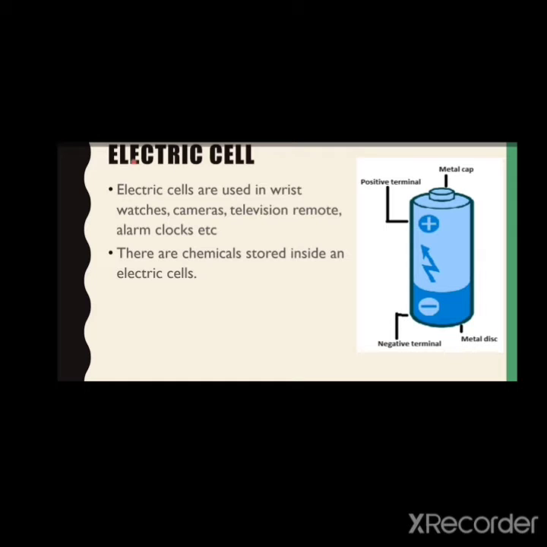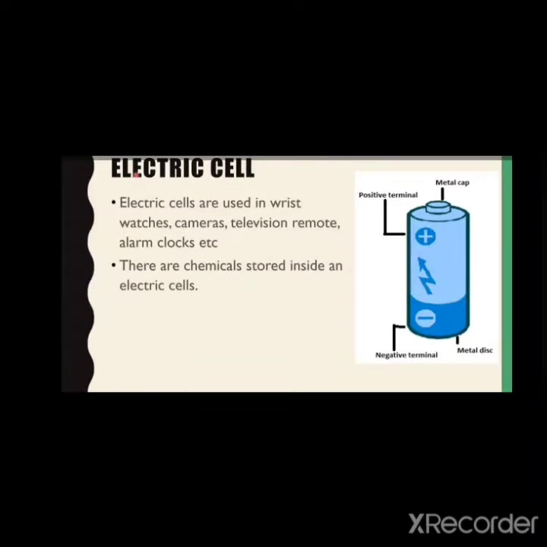An electric cell produces electricity from the chemicals stored in it. When the chemicals in the electric cell are completely used, the electric cell stops producing electricity. Then it has to be replaced with a new one.